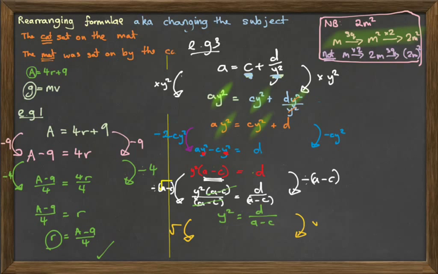If I square root the left hand side, I get y, and if I square root the right hand side, I get the square root of d over a minus c. Y is now the subject of this equation. This is quite a difficult concept, so do watch through this video again and see if you can understand all the steps. This was probably the most important step, factorising out the y squared. This is as complicated as these rearranging formulae get at GCSE.